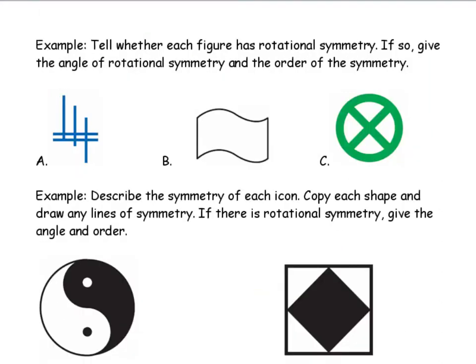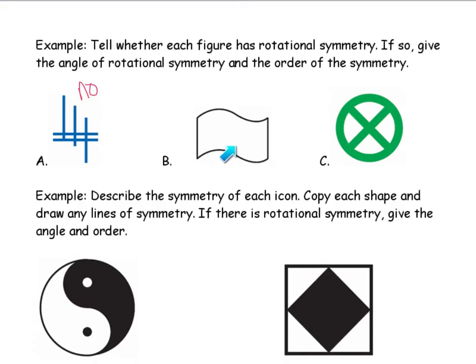So we're going to try this example. I want to know whether or not this has rotational symmetry, yes or no. And then if so, I want to know the angle of rotational symmetry and the order, please. So if you take a look at the first one, if I were to turn this and turn this and turn this, I don't think I'm ever going to get this image back unless I turn it all the way around. So this does not have rotational symmetry.